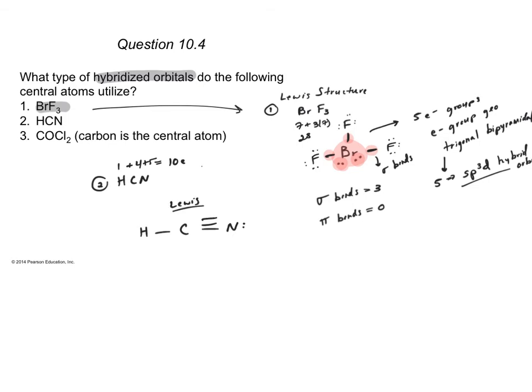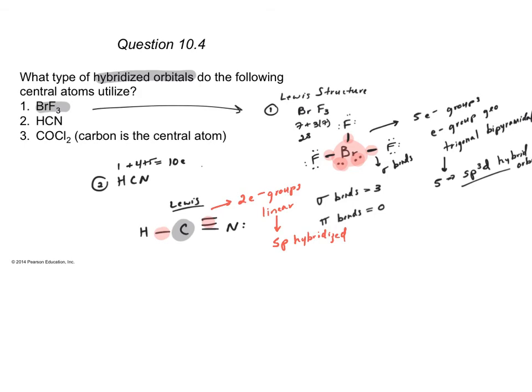Second thing we're going to do is ask how many electron groups we have around our central atom. The answer to that is 1, 2. Again, it's a triple bond, but it only counts as one electron group. So overall, there are only 2 electron groups, so the electron group geometry is linear. And from just 2 electron groups, we know the type of hybrid orbitals that carbon is using is sp hybridized. That's it. And again, that comes back from that chart.